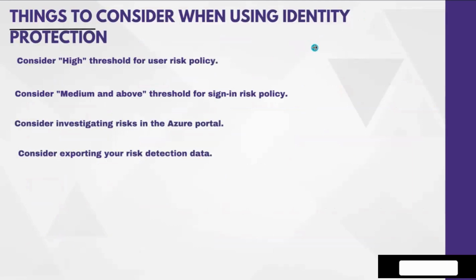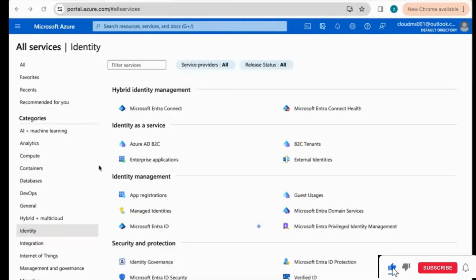So consider a high threshold for your user risk policy. Consider medium and above threshold for sign-in risk policy. Consider investigating risk in the Azure portal. Consider exporting your risk detection data. So let me talk a little bit about this.